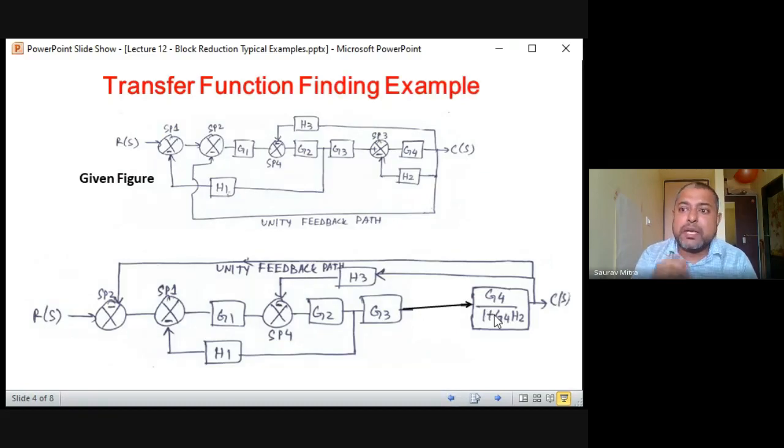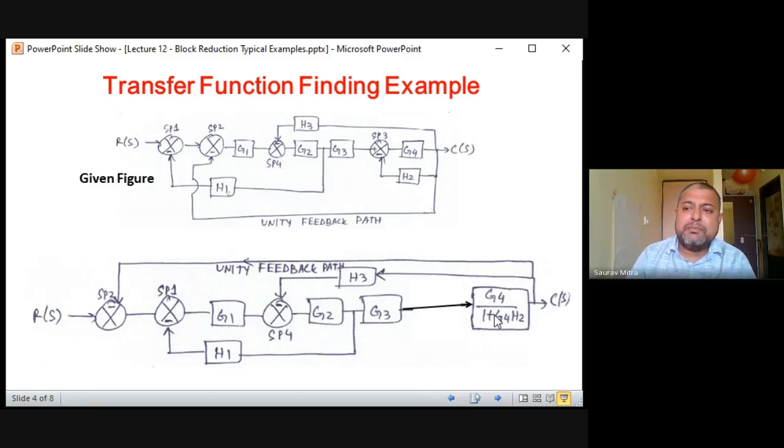Now the whole thing you can represent as Gx. You can write in your exam paper also that G3 G4 by 1 plus G4H2 I am representing as Gx. And in the final transfer function, when you find it, there you have to substitute Gx with G3 G4 by 1 plus G4H2. Otherwise, every time you have to keep on writing G3 G4 by 1 plus G4H2, and that might give you some error.